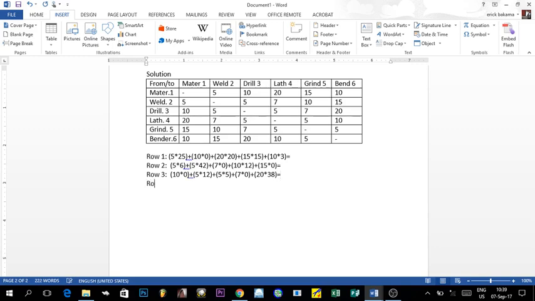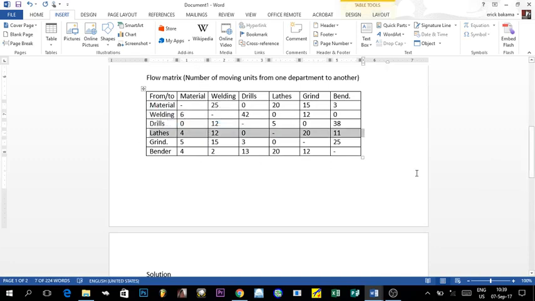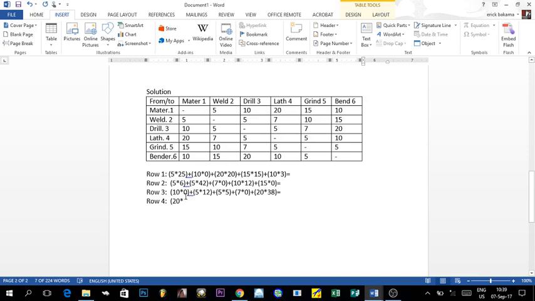And we have room 4. Now room 4, the distance between room 4 and room 1 is 20. That we multiply by how many units are moving from the lathe and the material. So we go back, we look for lathe and material here. So it's 4 units that are moving. So we have our 4 units here.